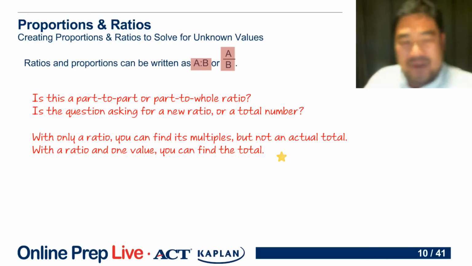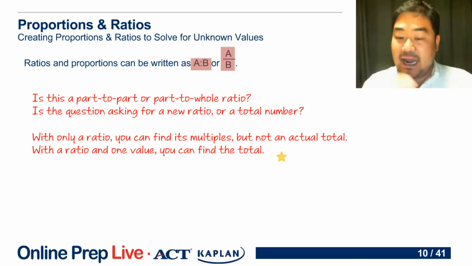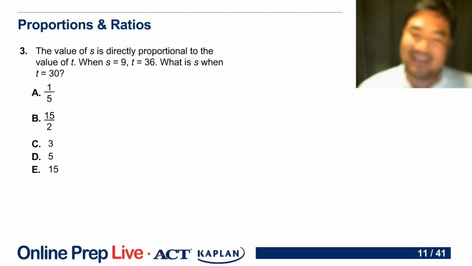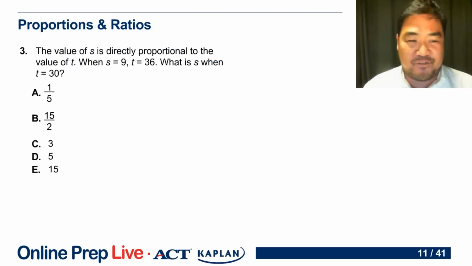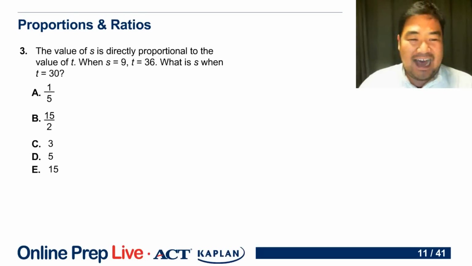So remember that when you have just the ratio, you don't know the actual number. But if you have the ratio and one number, then you can figure out the other number, and you can also figure out the total. Let's take a look at this and see if we can earn our first big gold star. Take a look at number 3. Once again, the poll is open.